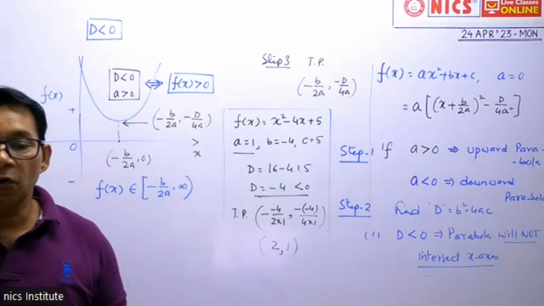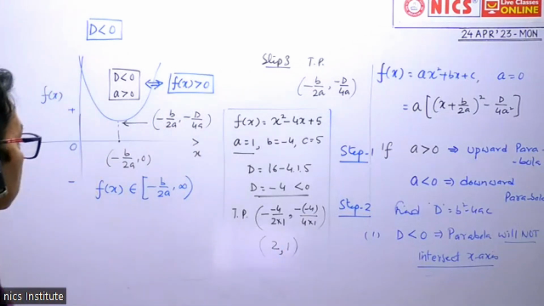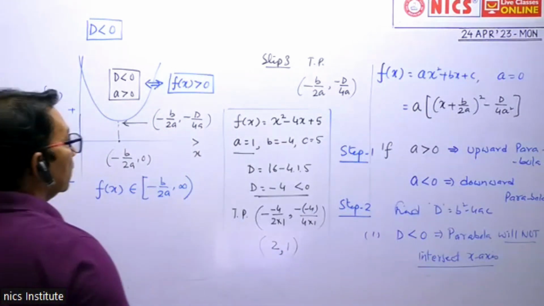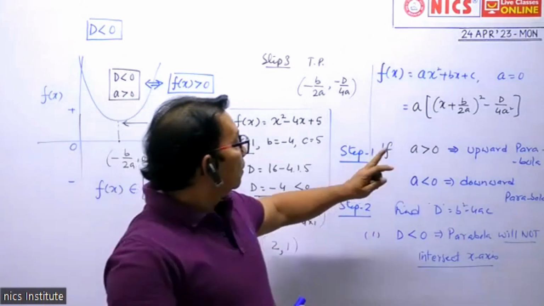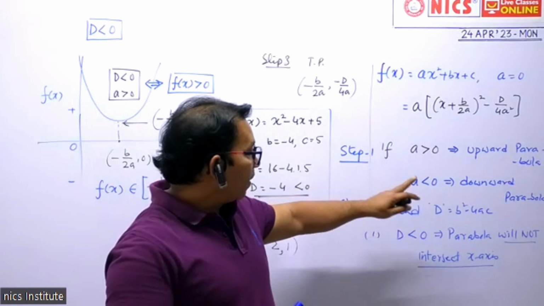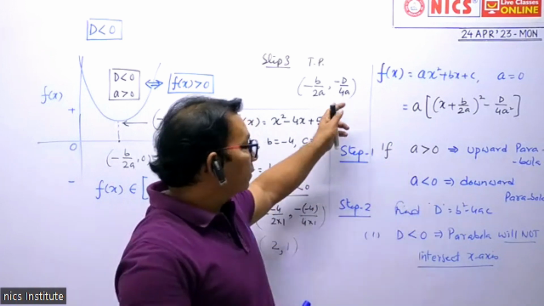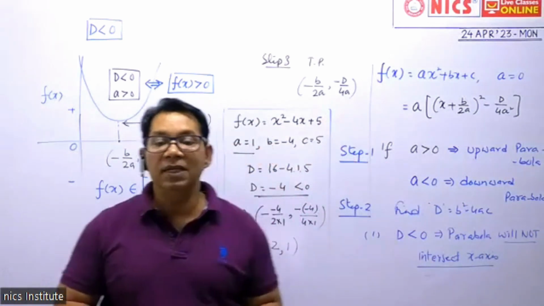So we can easily plot the graph of this parabola. We can easily plot the graph by just knowing the sign of a, by finding the value of D, and finding the turning point. These three things, and you can easily plot the graph.